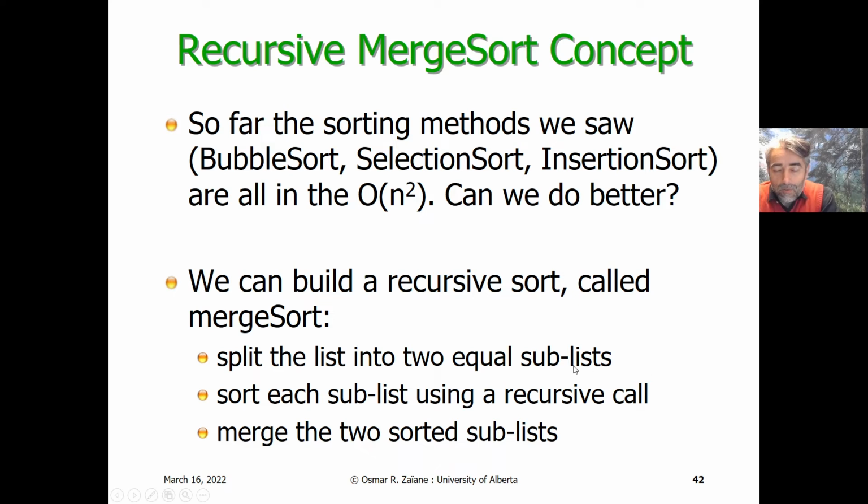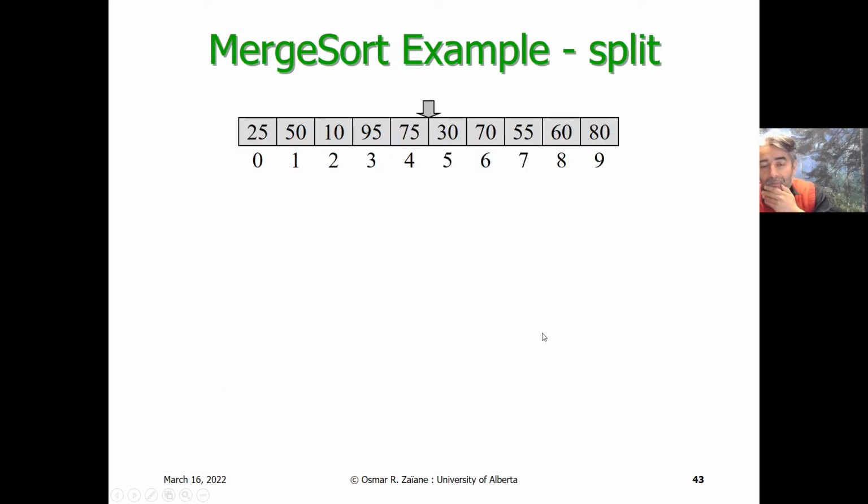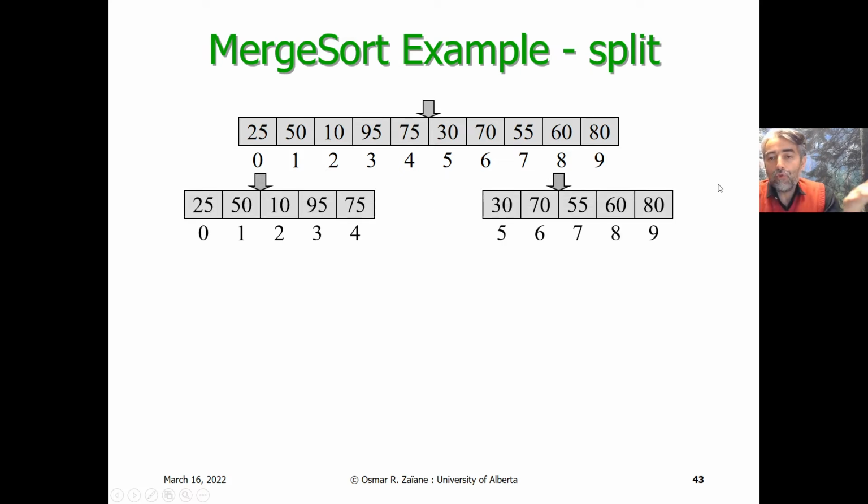Okay, so here's an example. I have a container, and you can see that the numbers are not sorted. These are the indices. I can split it right in the middle, and I get two sublists, the left-hand side and the right-hand side, and both of them are not sorted. The day they are sorted, I can merge them and sort this whole container, but they're not.